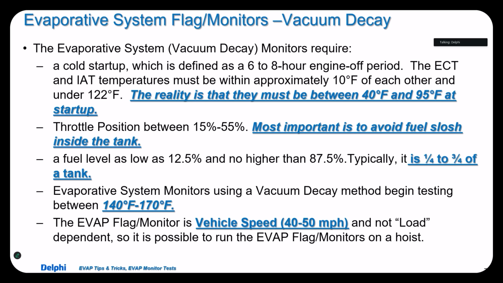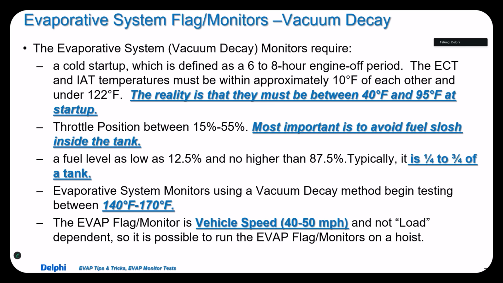Otherwise, you will create fuel volatility. You will have high FTP readings in the tank, and it may prevent the monitor test from running because they feel it's too volatile. It's not a good way to measure vapor. If it's just way too volatile, we needed a certain equilibrium for testing.